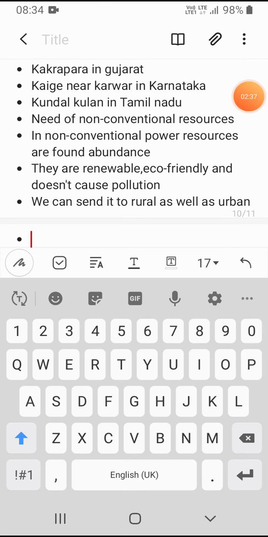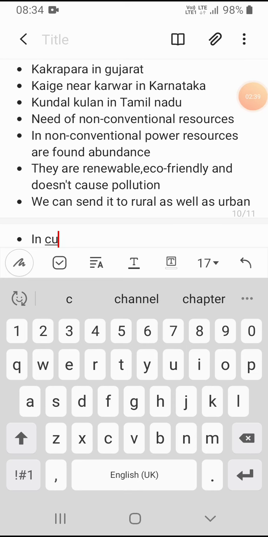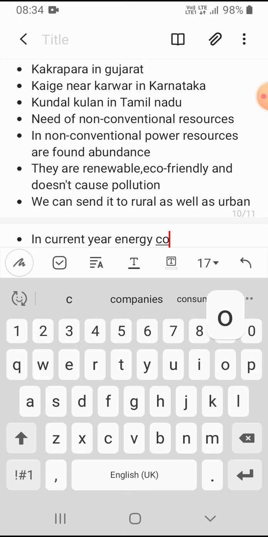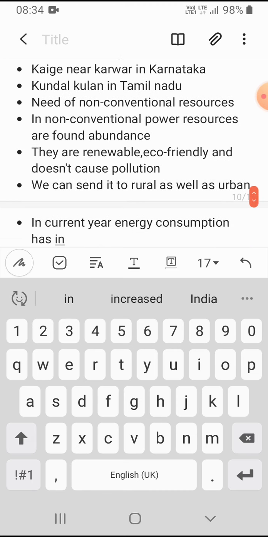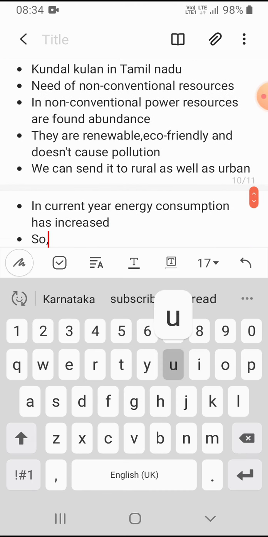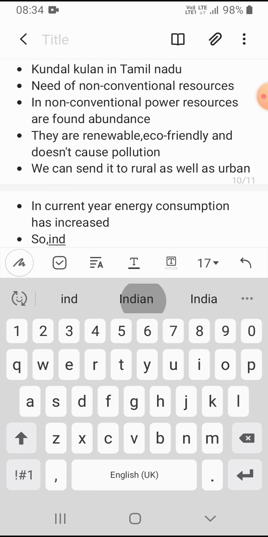And in the current year, energy consumption has increased. So India needs to make power resources fast.